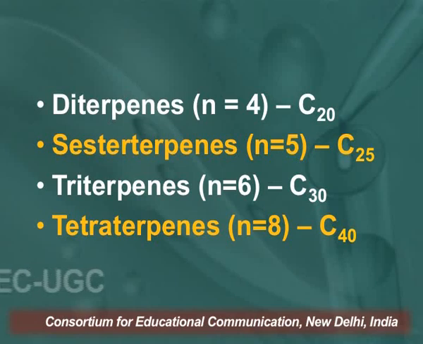Similarly, in tetraterpenes, n is equal to 8, so the carbon number will be C40. Example, carotenoids. An example of a triterpene is squalene, and squalene is a precursor of cholesterol and many other steroids.